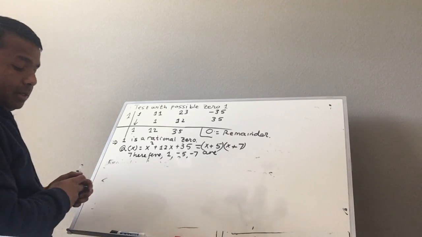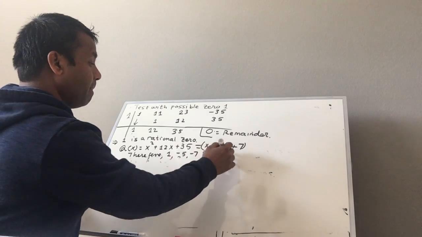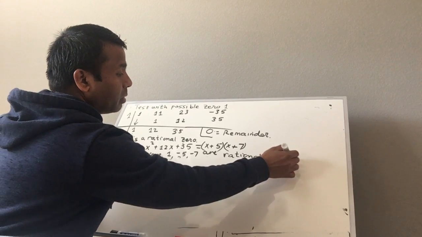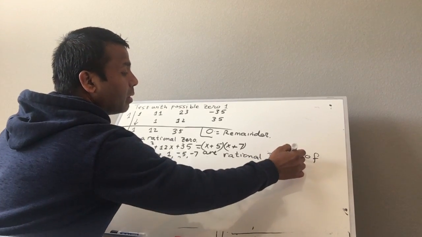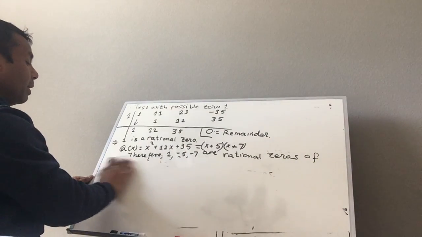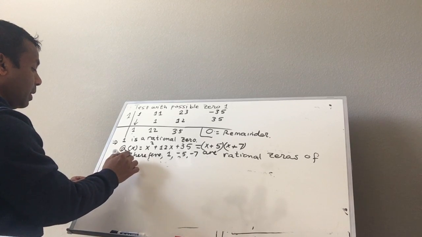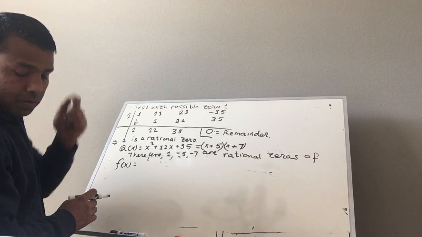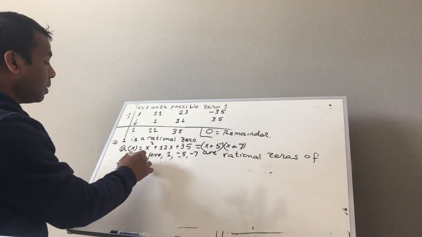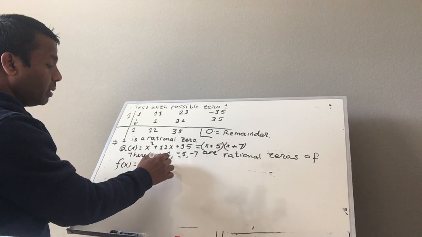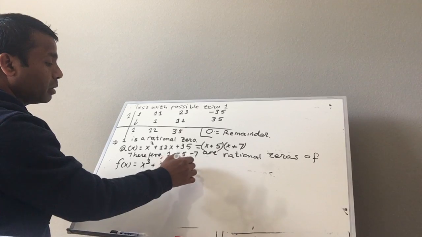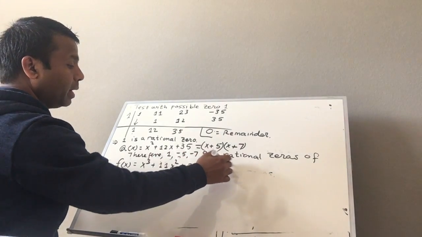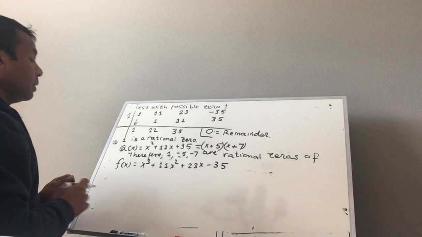Are rational zeros. Rational zeros of polynomial f(x) equals, what is our polynomial? It is x cubed plus 11x squared plus 23x minus 35. Okay?